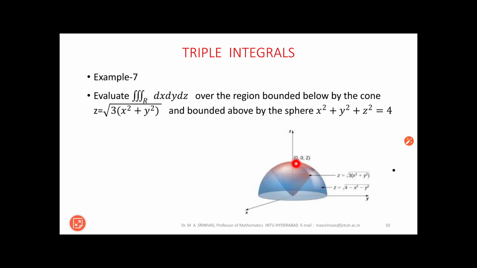So this part will never be on the cone, but it will be only on the sphere. Okay, so this is the region. So what are the limits for z for you? The lower value for z here is root over 3 times x square plus y square. What is the upper value for z? It is root over 4 minus x square minus y square. So these are the limits. This is the lower limit. This is the upper limit.